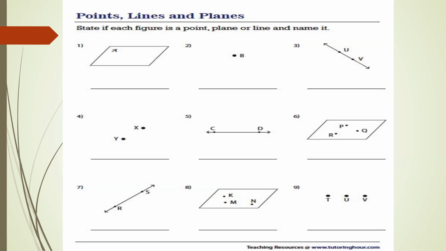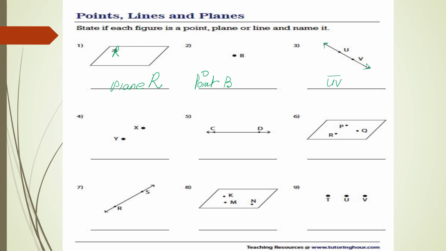Now let's state if each figure is a point, plane, or line, and name it. When we talk about a plane, we write plane and whatever the name is, for example, if it is R, just write it as a capital R. So this is plane R, which is a flat surface. Now you can see the point B, so you can say it is point B. And here it is a line. A line is starting, we don't know because of the arrow, you don't know when it is going to stop. So a line segment UV.